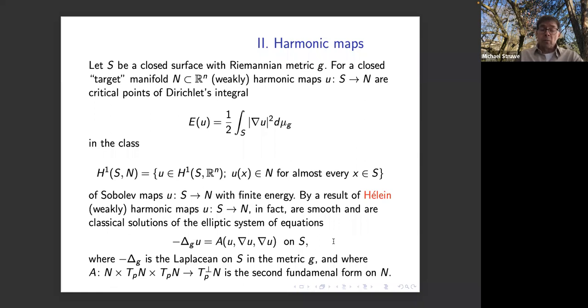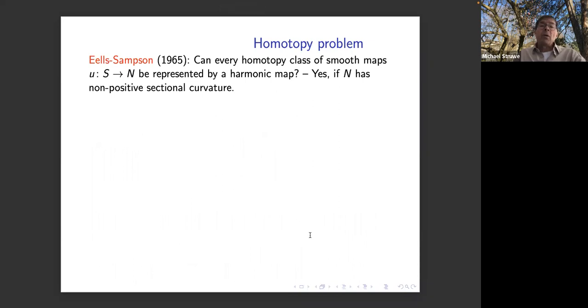So the horizontal component of the Laplacian should vanish. So it's a generalization of the condition defining harmonic functions where Laplacian u equals 0. Here you have an additional target constraint giving you this quadratic term, quadratic expression in the gradient. All right, now a classical problem was posed by Eells and Sampson in 1965.